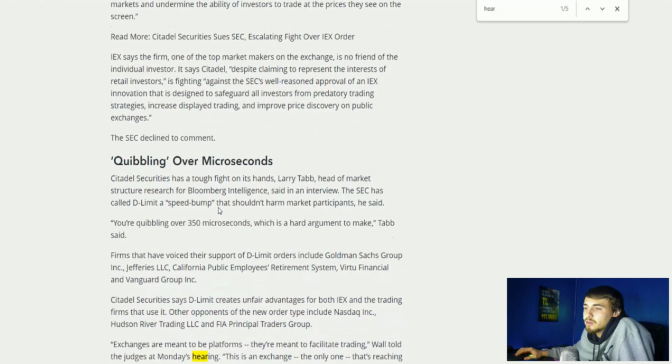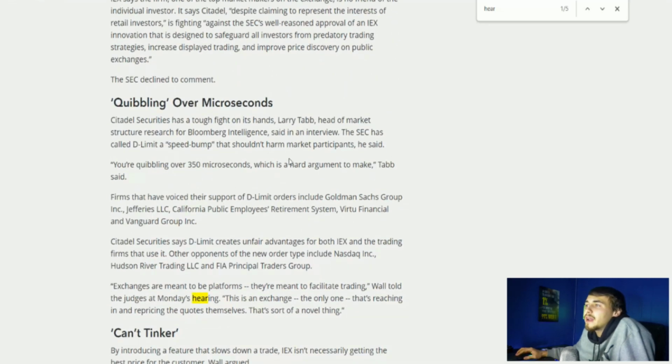"Quibbling over microseconds, Citadel Securities has a tough fight on its hands," Larry Tabb, head of market structure research for Bloomberg Intelligence, said in an interview. The SEC has called D-Limit a speed bump that shouldn't harm market participants, he said. "You're quibbling over 350 microseconds, which is a hard argument to make," Tabb said.